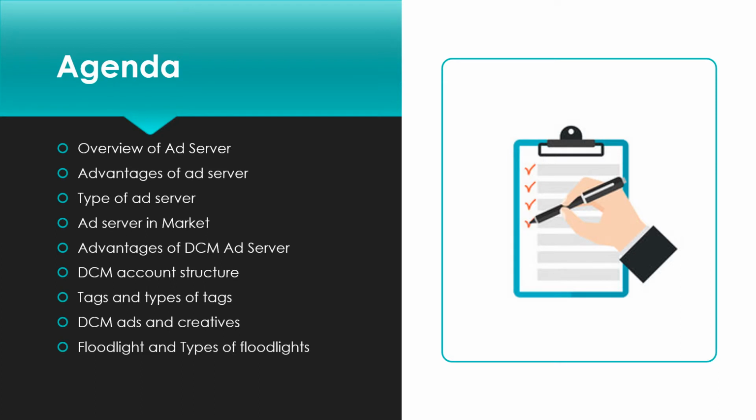So these all are the topics which I'm going to cover today. First is overview of ad server. Second is advantages of ad server. Third is types of ad server. And fourth is ad server market. And fifth is advantages of DCM ad server. Sixth is DCM account structure. And seventh is tags and types of tags. And eighth is DCM ads and creatives. And ninth is floodlight and types of floodlights. So now I'll start.